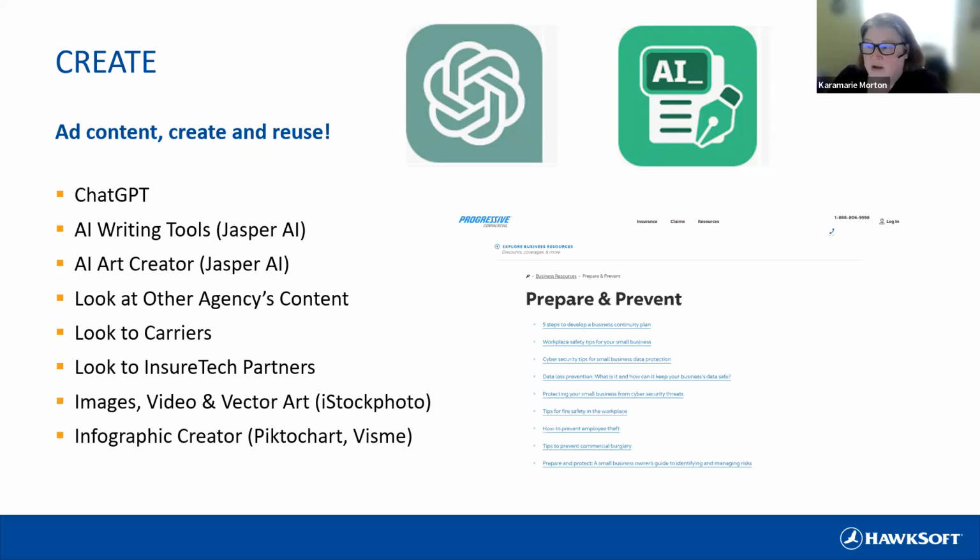An AI art creator. So we have Jasper AI. Sometimes when I just need something quick, and it's an infographic, or some kind of image that I want people to see, and it resonates to what I'm writing, Jasper can create that for me. It's quick and it's easy.